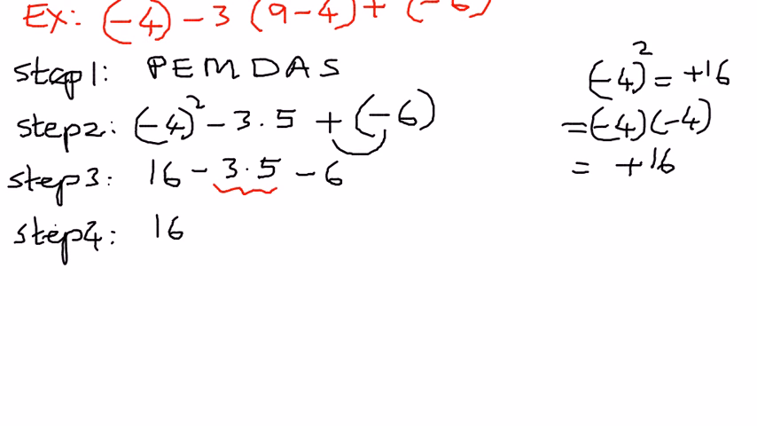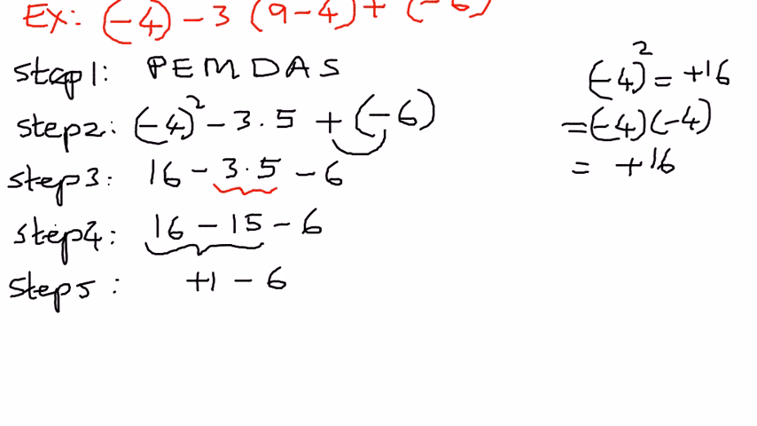3 times 5 is 15. 16 minus 15 minus 6. That is what we have. And now we want to perform some more operations in here. Therefore, we're going to do the addition first, and the addition is step number 5. Step number 5, we're going to take these two numbers, 16 minus 15. 16 minus 15 is a positive 1, and then we're going to subtract 6 from that.